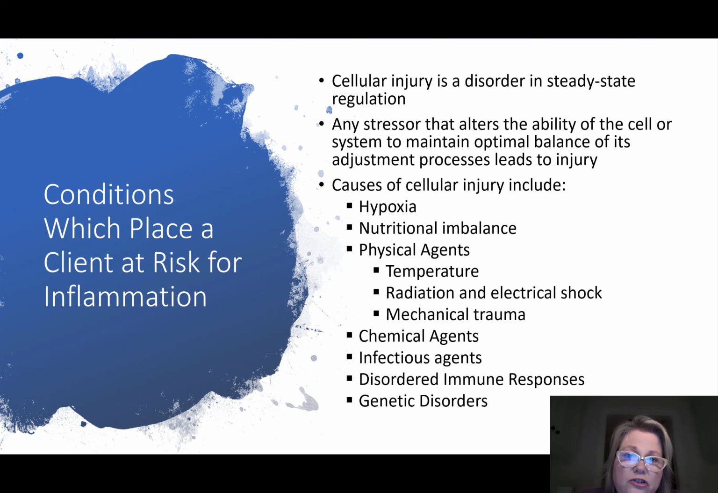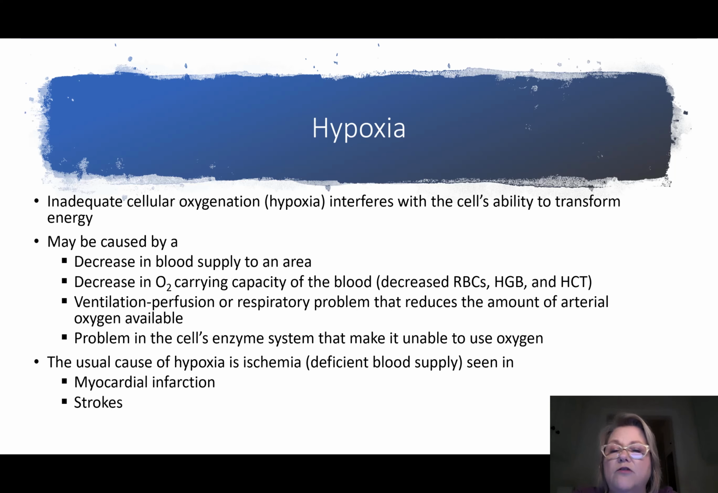Causes of cellular injury, and we'll go over each one of these: hypoxia, nutritional imbalance, physical agents like temperature, radiation, electrical shock, mechanical trauma, chemical agents, infectious agents, disordered immune responses, and genetic disorders. So let's talk about hypoxia for a minute.